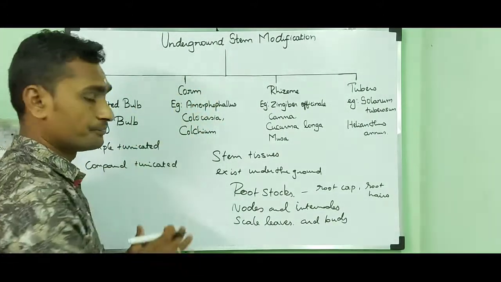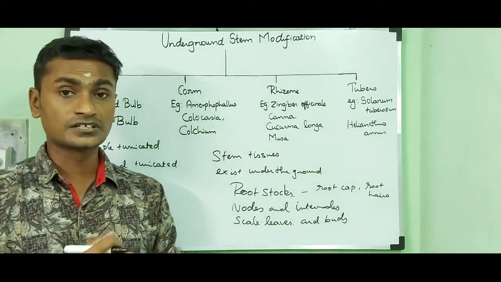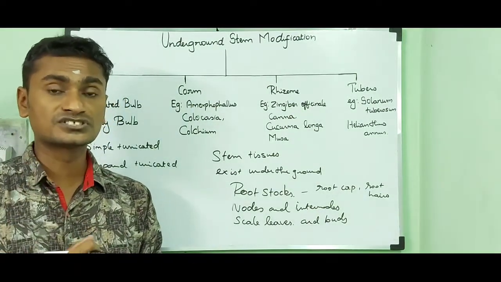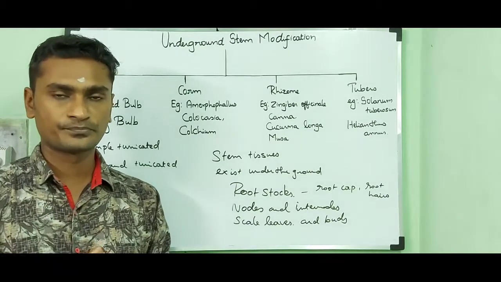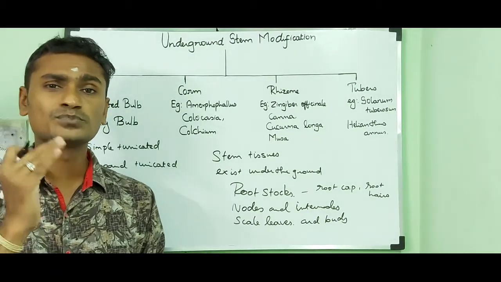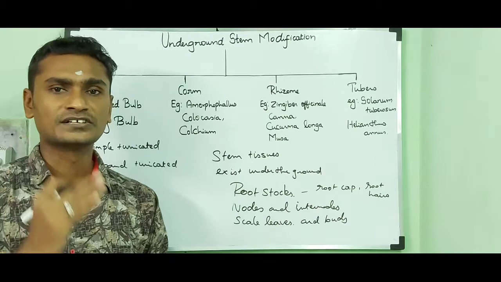Then corm. It is an underground stem and it is a succulent underground stem with erect growing tip. And it possesses nodes and internodes.